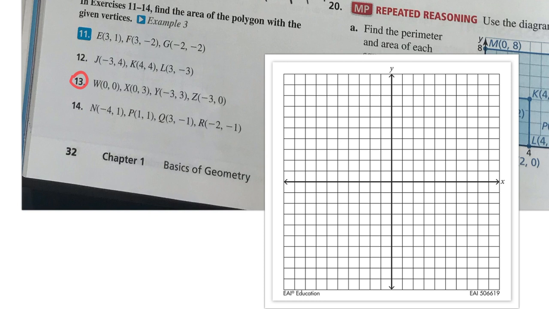W is at 0, 0. That's right here. X is at 0, comma 3. So that's right here. And Y is at negative 3, comma negative 3, which is right here. And finally, Z is at negative 3, comma 0, which is right there.